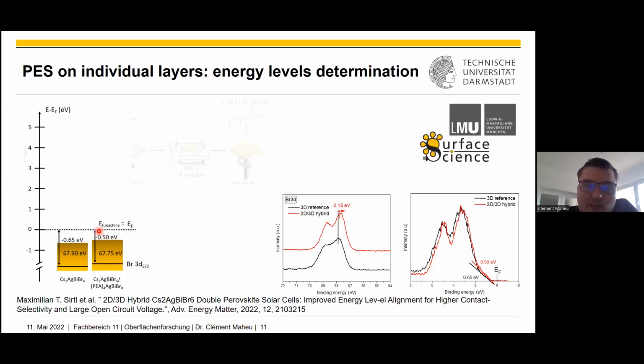Because your Fermi level here at zero binding energy is, of course, the one of your sample, but also the one of your machine, because everything is aligned, everything is in contact. So you have all your Fermi level aligned, and then you can measure everything relatively to this Fermi level. And here I measure a valence band edge at 0.5 for the 2D, 3D hybrid, and a bit below for the 3D pristine material. And you can also observe these shifts on the core level, because there is no reason why the distance between this core level and the valence band edge should change. So you have a shift of all your core levels.